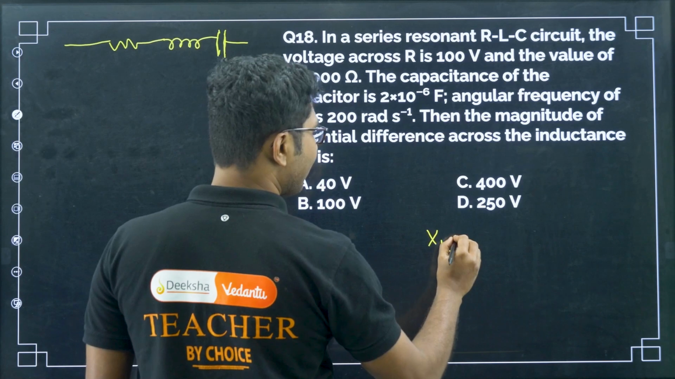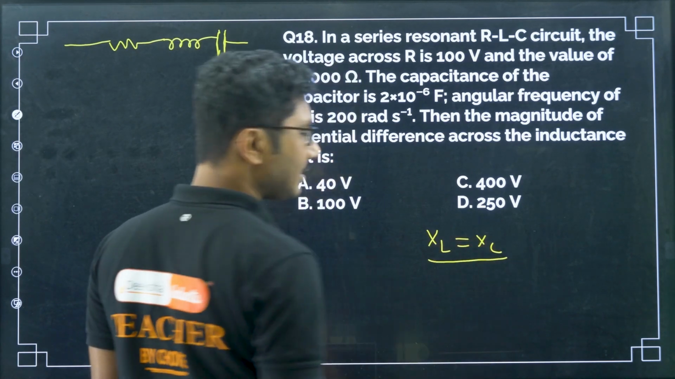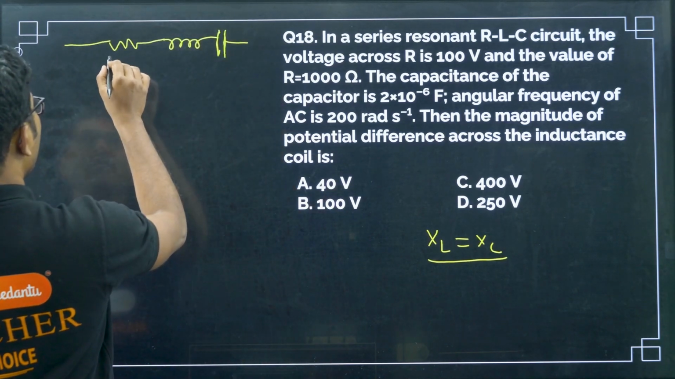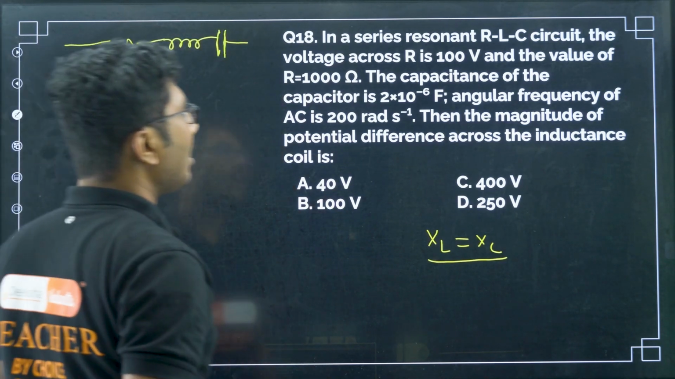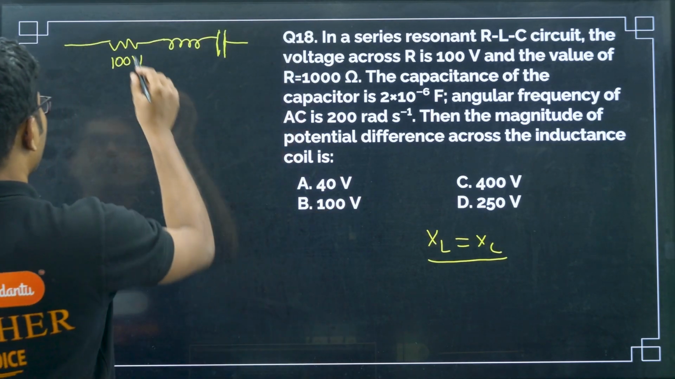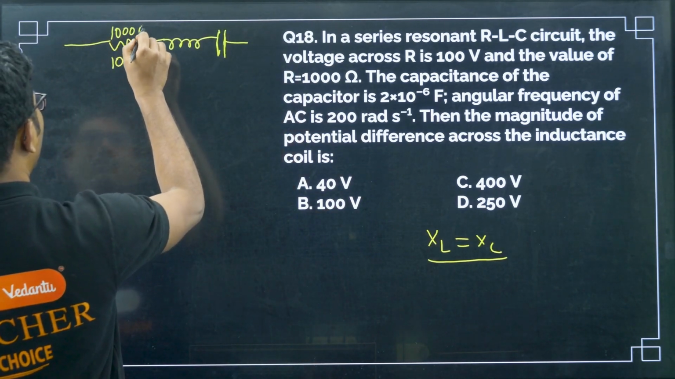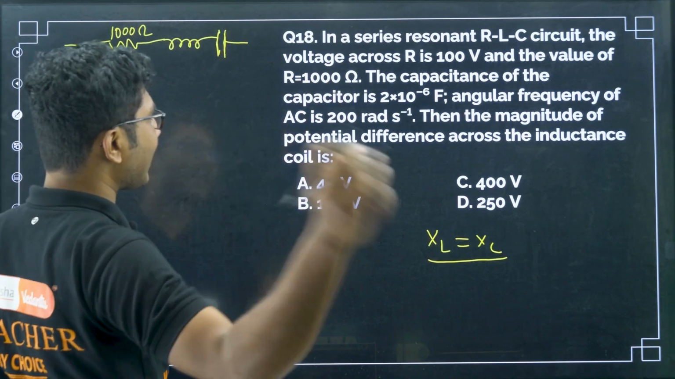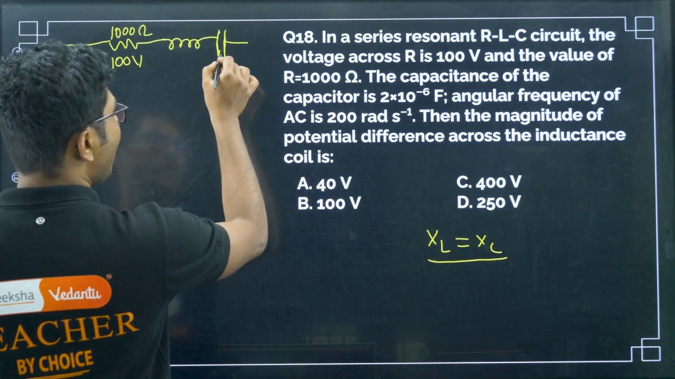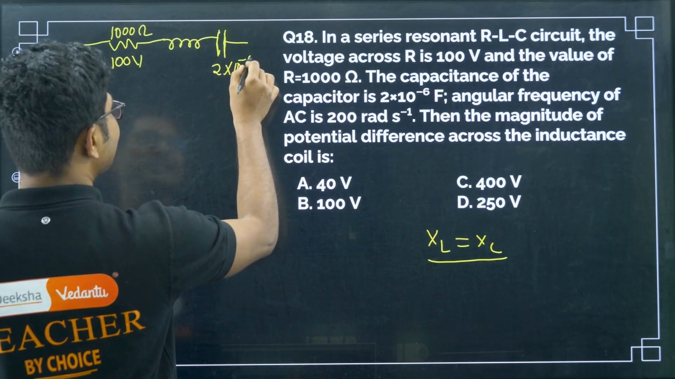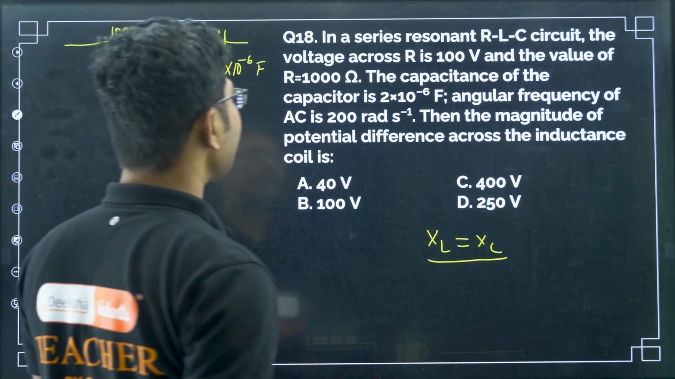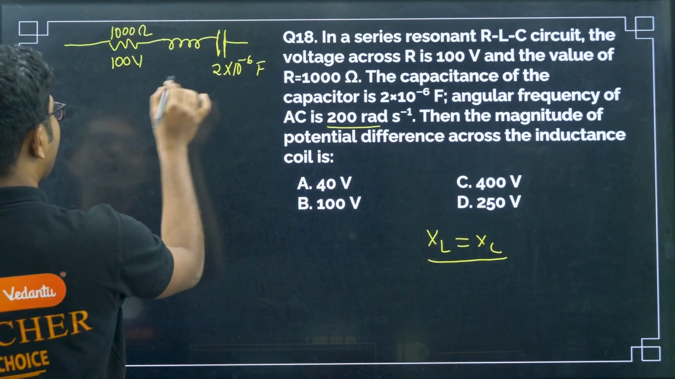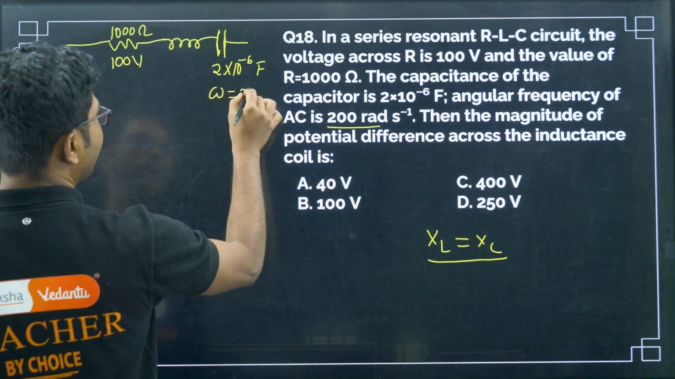Resonance means XL equals XC, right? This is the condition for resonance. Now, what else have they said? The voltage across R is 100 volt, and the value of R is 1000 ohm. This is also given. The capacitance of the capacitor is 2 into 10 to the power of minus 6 farad. The angular frequency of the AC is 200 radian per second. So, angular frequency means omega. They have given you omega, 200 radian per second.